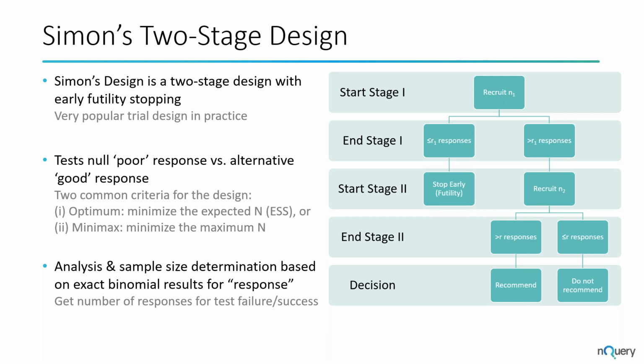And then again, you'll see how many responses you got. If it's less than or equal to R, the final stage cutoff, then you do not recommend that you pursue this study any further. But if you exceed the responses required, then you can recommend that this treatment continue on to the next phase, which will most likely be phase 2b.